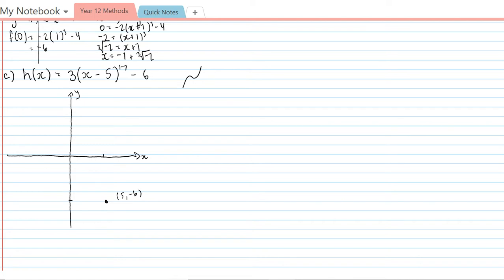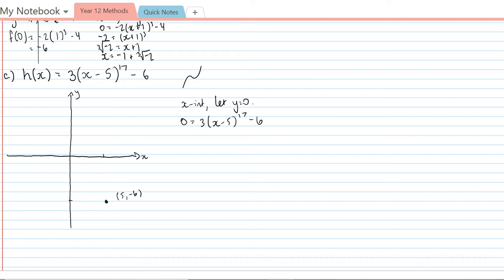Well, it's not going to be particularly nice to calculate the y-intercept because we're going to have a negative 5 to the power of 17, which is going to be a huge negative number. So I might just not worry about that one, but we can calculate the x-intercept without too much trouble. So let y equal 0. So that means 0 equals 3 times x take 5 to the power of 17 take 6. I'm just going to add 6 and divide by 3 on both sides. So 2 equals x take 5 to the power of 17.